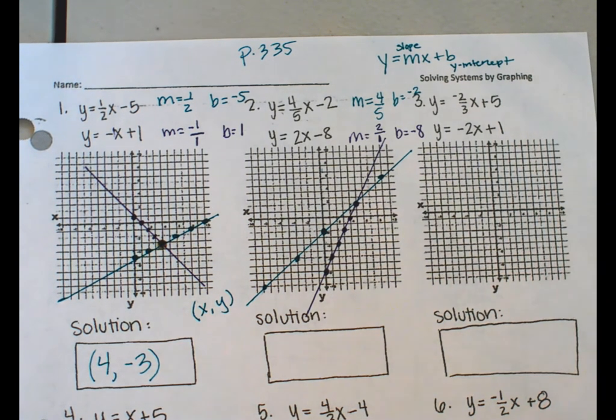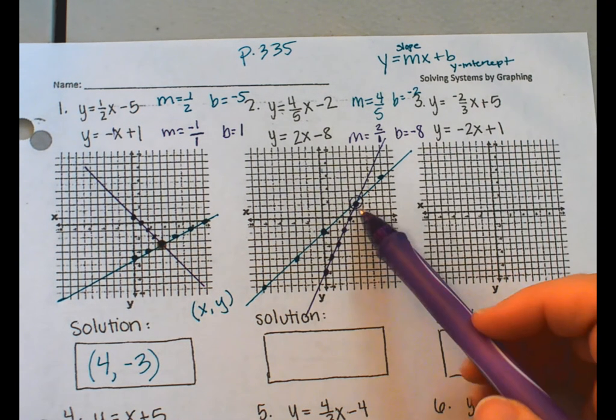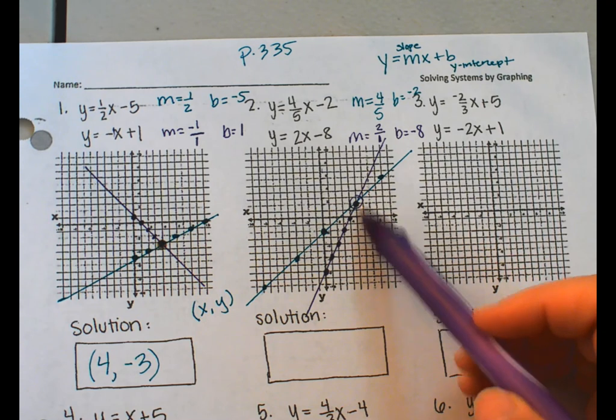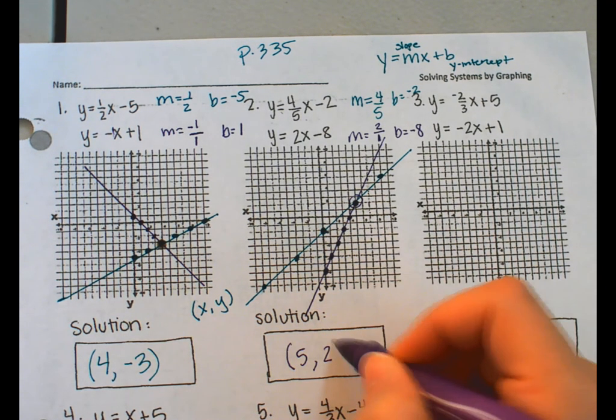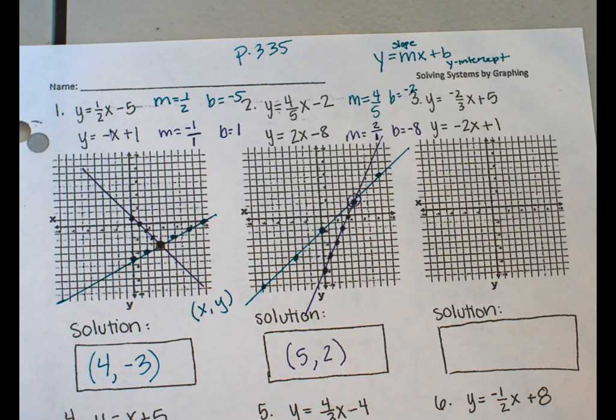So they met at this point here, which remember we're going to find the x value first. So that would be positive 5. And the y value is positive 2. So my solution would be 5, 2, because my answer always comes in an ordered pair.